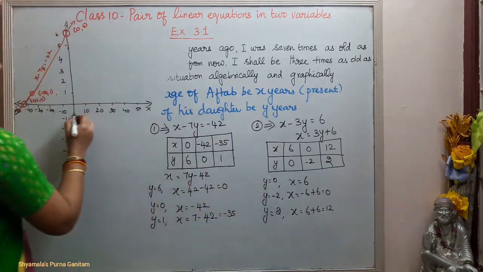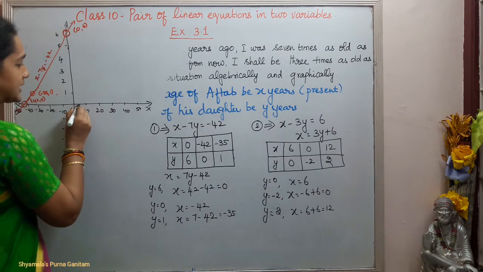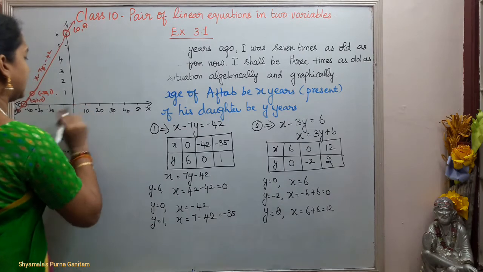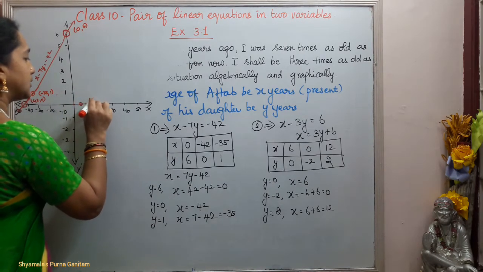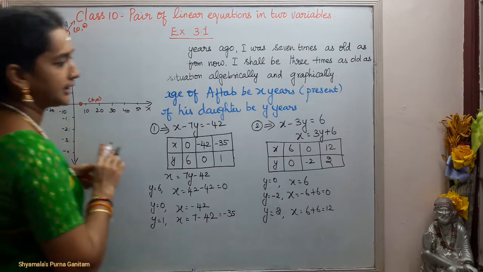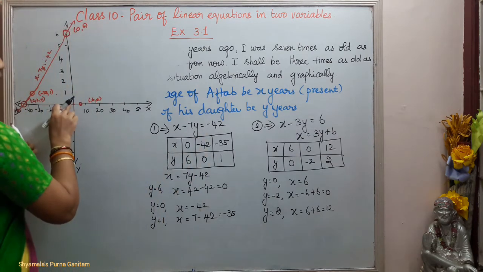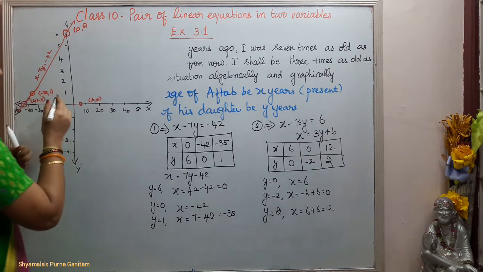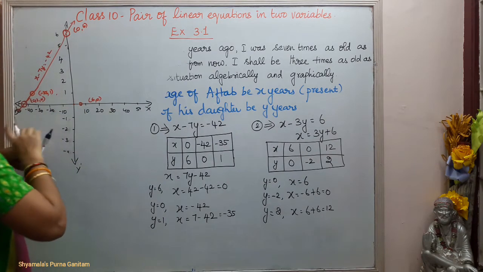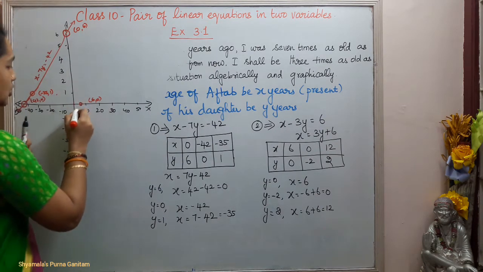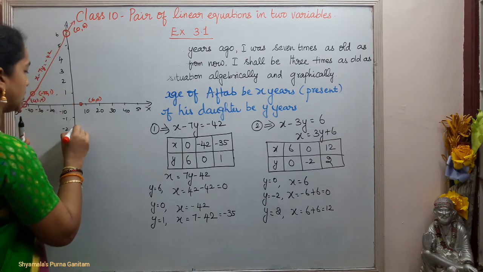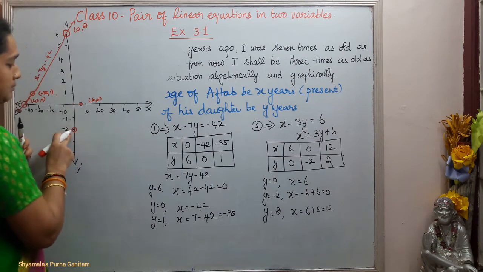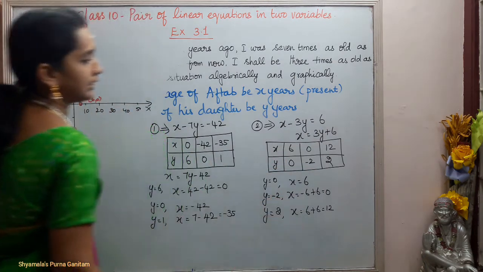6, 0. So x value is 6. It will be somewhere here. This is 5. So next point is 6. 6, 0 will be here only. This point is 6, 0. Then 0, minus 2. So this is 0. 0, minus 2 will be here on the y-axis. 0, minus 2. Then 12, 2.